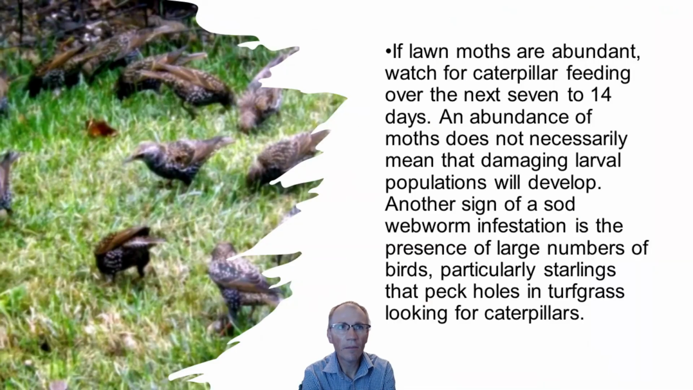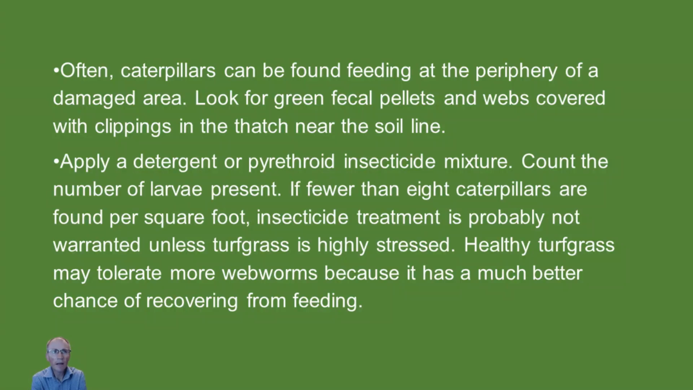If lawn moths are abundant, watch for caterpillar feeding over the next 7 to 14 days. An abundance of moths does not necessarily mean that damaging larval populations will develop. Another sign of a sod webworm infestation is the presence of large numbers of birds, particularly starlings, that peck holes in turfgrass looking for caterpillars. Often caterpillars can be found feeding at the periphery of a damaged area. Look for green fecal pellets and webs covered with clippings in the thatch near the soil line.